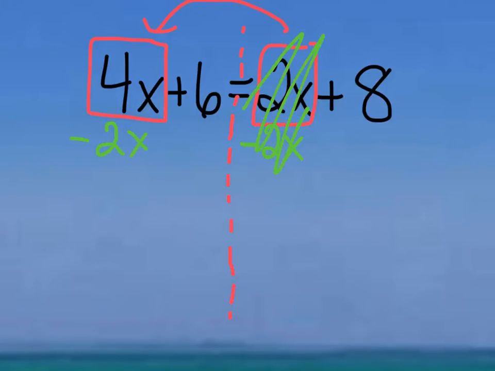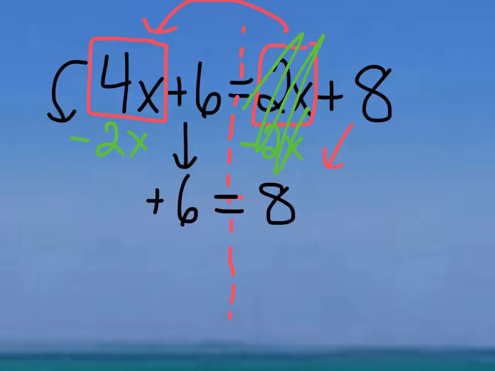So on the right side of the equation, all we'll be left with is an 8, or positive 8. We've still got this plus 6 here, and if we do 4x minus 2x, we would get 2x. Just like if you had 4 cats and took away 2 cats, you'd have 2 cats left.